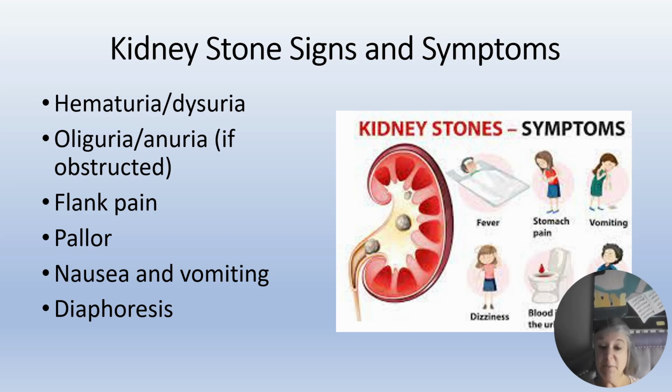So signs and symptoms of kidney stones: people may get bloody urine, hematuria, painful urination, dysuria, oliguria, or anuria if there's an obstruction. We get this flank pain again with the kidneys, pallor, nausea, vomiting, diaphoresis.